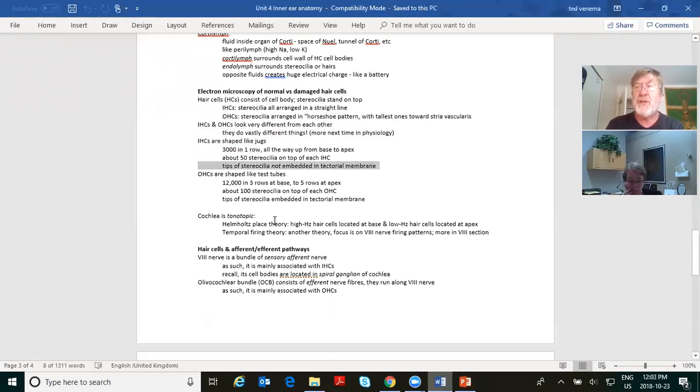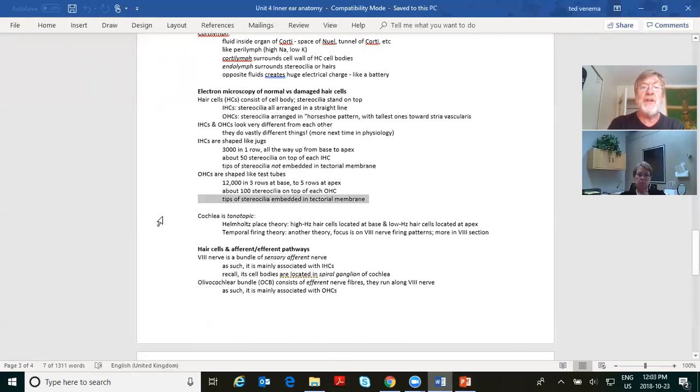These are the inner hair cells, recall. The outers are shaped like test tubes. 12,000 of them in each cochlea, in 3 rows at the base to 5 rows at the apex. About 100 stereocilia on top of each outer hair cell. And the tips of the stereocilia are embedded in the tectorial membrane. We will talk more about that next week. We'll show you more pictures of it and the significance thereof.